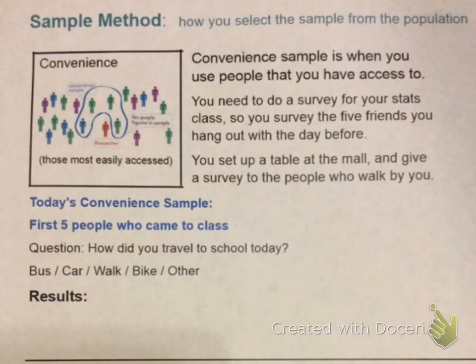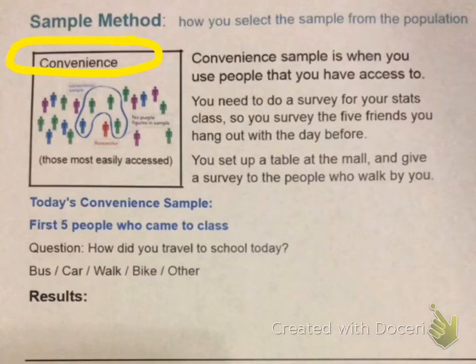All right, so there's different ways to get those samples, and we're going to talk about a whole bunch of them today. The first one is called convenience. A lot of the time when we do statistics, we are looking for the convenient way to do it, the convenient group to sample. A convenience sample is when you use people that you have access to. You need to do a survey for your stats class, so you survey the 5 friends that you hang out with the day before. Or convenience would be something like setting a table up at the mall, and you give your survey to the people that walk by.